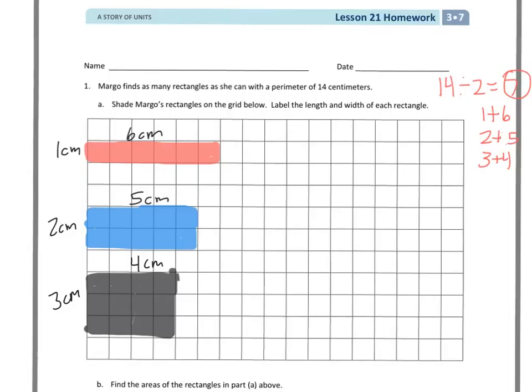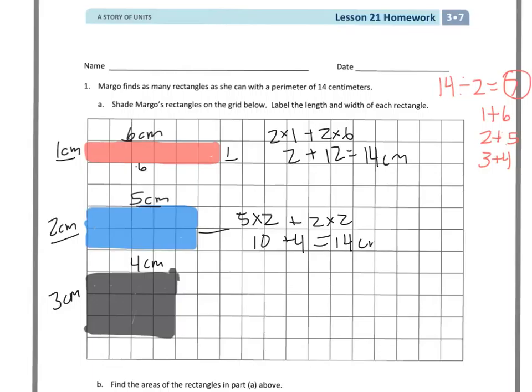And I'm going to do a quick check to make sure. So 1 plus 1 plus 6 plus 6. So 2 times 1 plus 2 times 6, that's 2 plus 12, which is 14. This one is 5 times 2, because I have 2 5s, and then 2 times 2. And I get 10 plus 4, which is 14, so that's good.